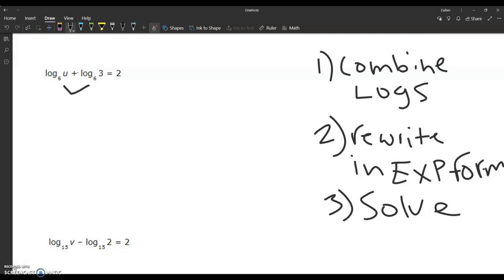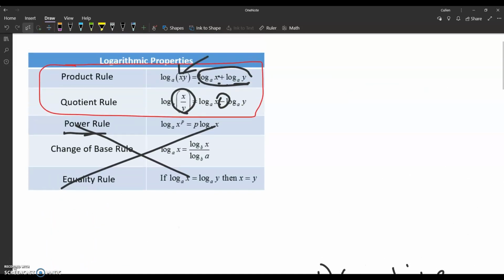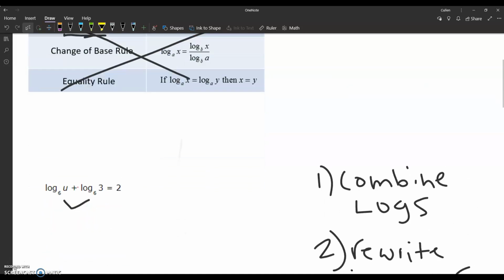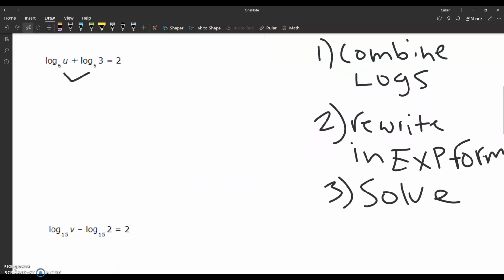We're going to combine these two logs together. The property we're going to use for that, let me scroll up and point. See, since there's a plus in between them, we're going to use the product rule. And the product rule says when there's a plus in between them, when I put them together, I will multiply what's inside the logs together. So I'm going to do u times 3 on the inside of this log base 6 when I put them together. So it's log base 6 of u times 3, which is 3u. That's how I'll write it.